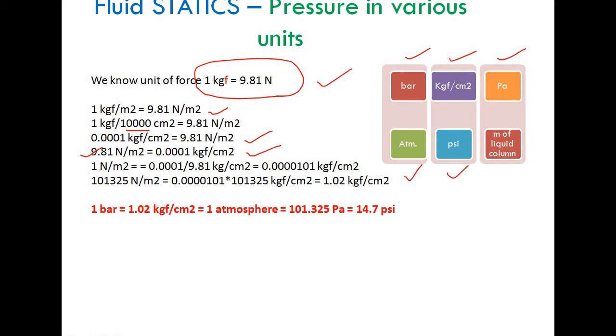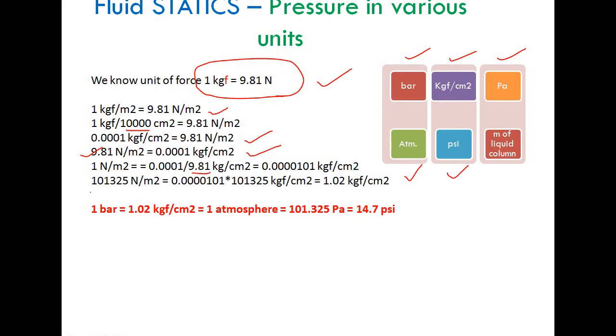So what is 1 Newton per meter square? Then this value divided by 9.81, that is 0.0001 divided by 9.81 kilogram force per centimeter square, that is equal to 0.000101 kilogram force per centimeter square.